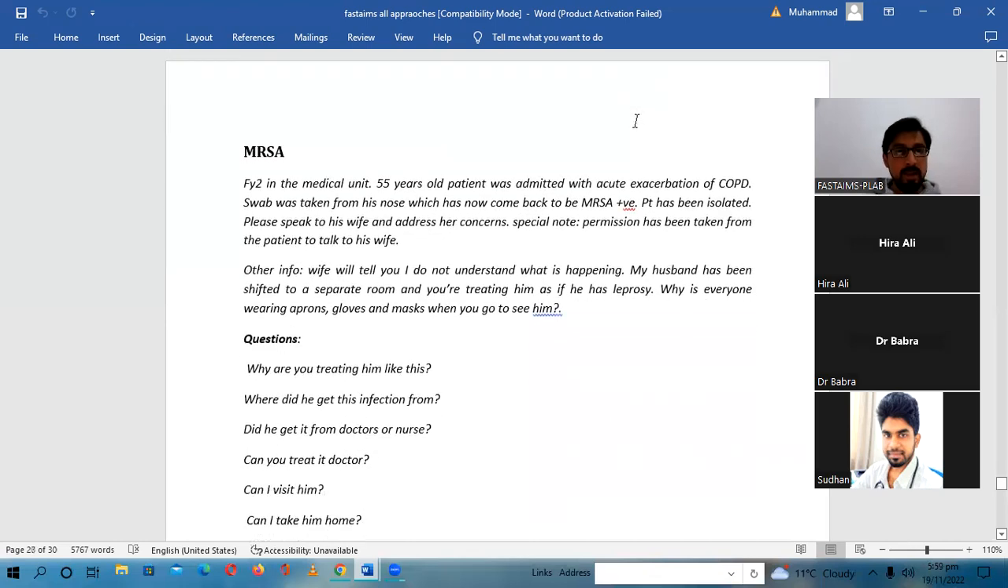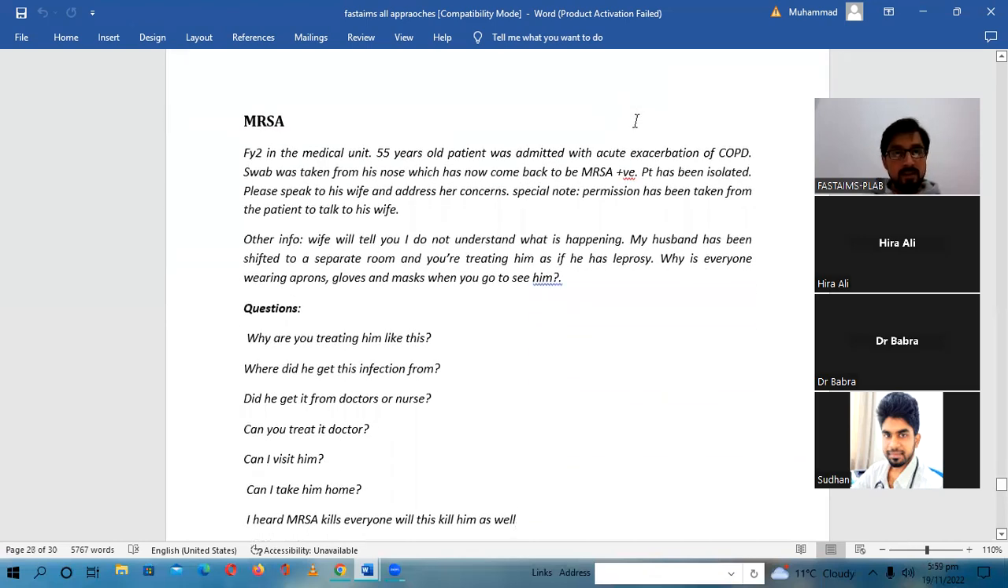This is MRSA. So basically, this is a scenario where a patient has been shifted to MRSA ward, and the wife comes, and she is upset because she's unhappy. She's thinking that the doctors have shifted my patient to a specialized ward. Why are they doing so? Why did they do it? So she doesn't get the idea what is the purpose, because she has not been informed, and her husband has been shifted to MRSA ward.